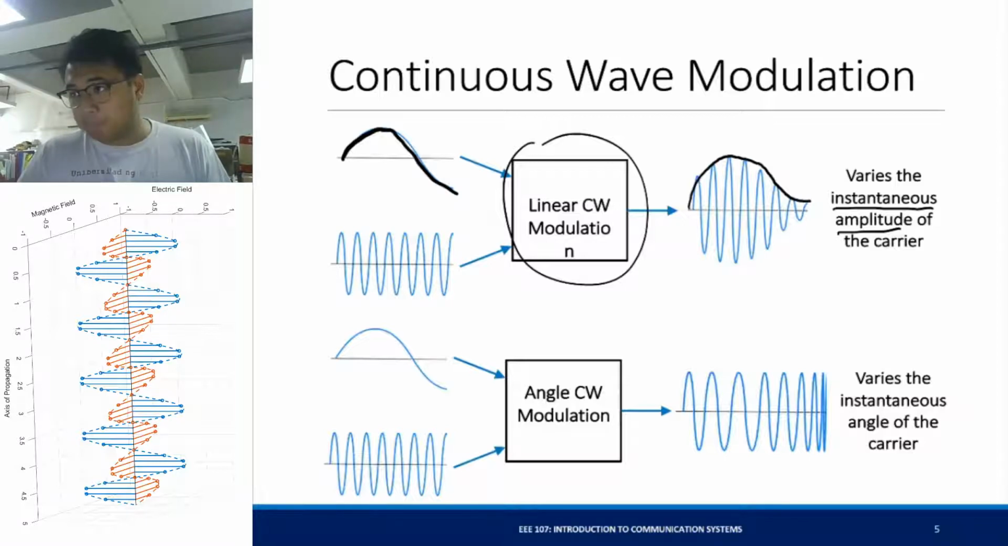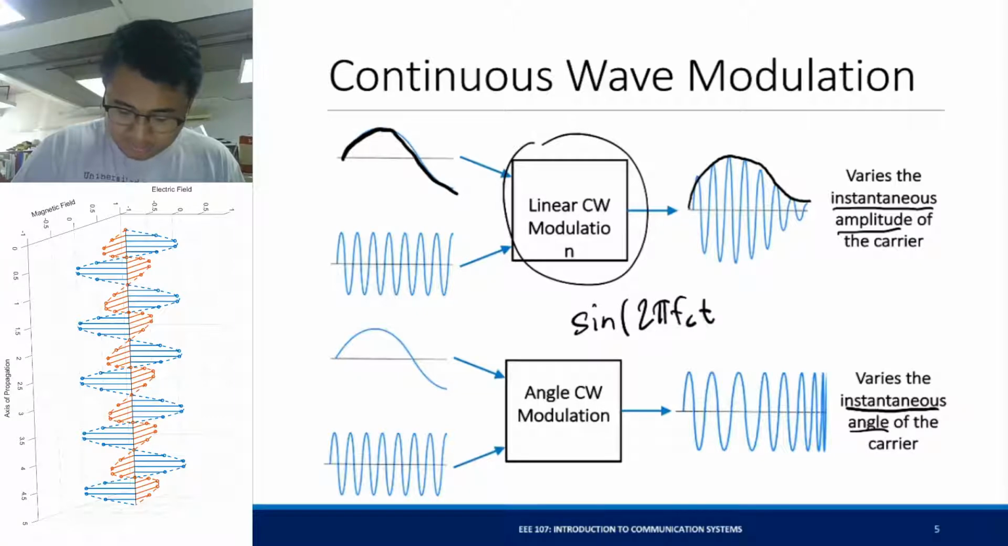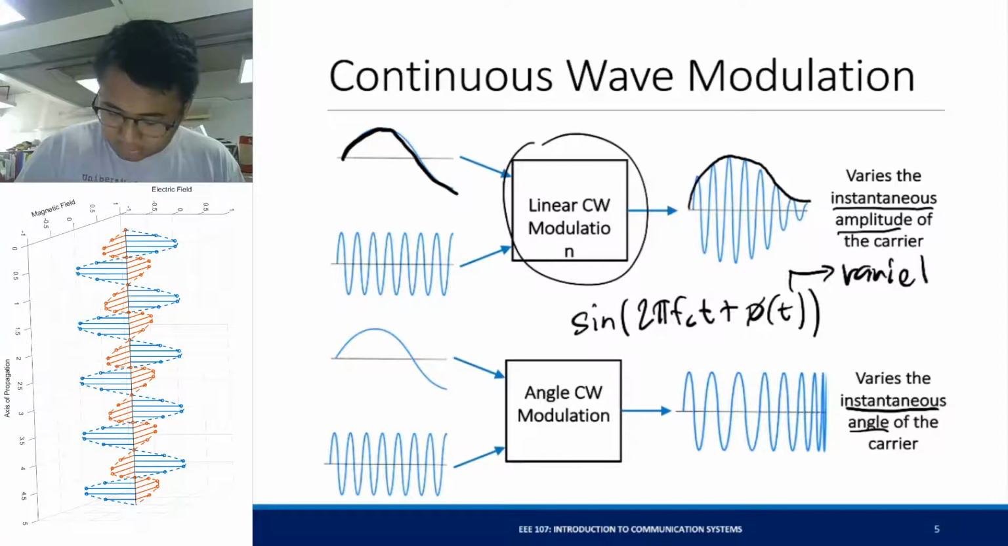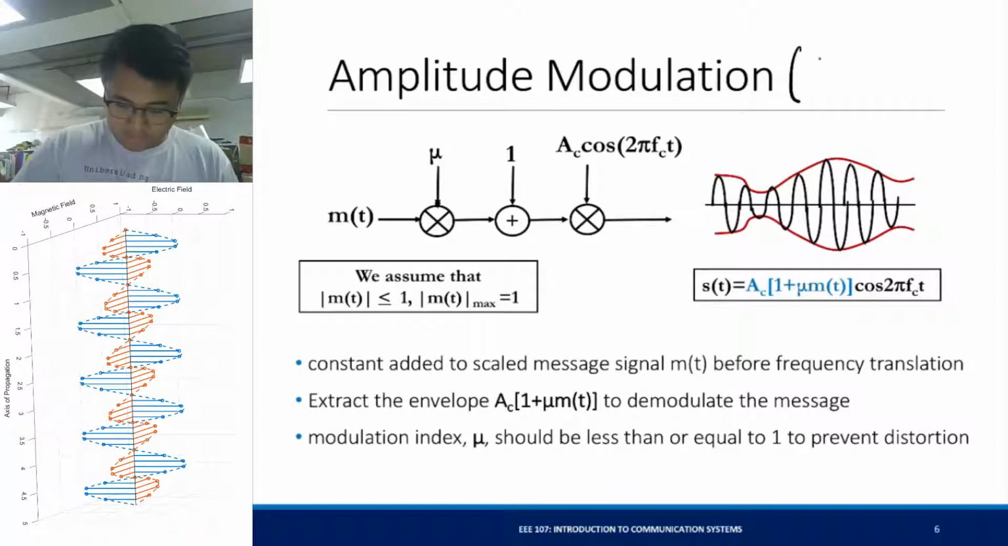So this is an example of linear continuous wave modulation, as opposed to angle continuous wave modulation, where you vary the instantaneous angle. That would mean if this is a sine carrier, you vary the instantaneous phase of your carrier. Okay.